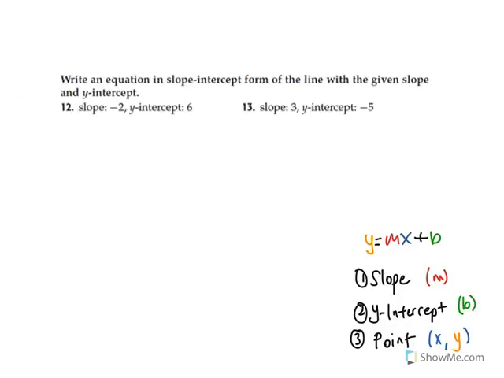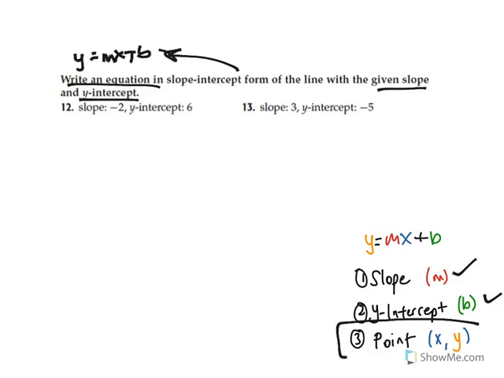So in this question, it says write an equation. So I'm going to write something that looks like this. In slope-intercept form, with a given slope and y-intercept. So they give me the slope, and they give me the y-intercept, and you need to find the point on the line. So they say write the equation with the given slope and the y-intercept. The slope is -2. The y-intercept is 6. This is my equation.